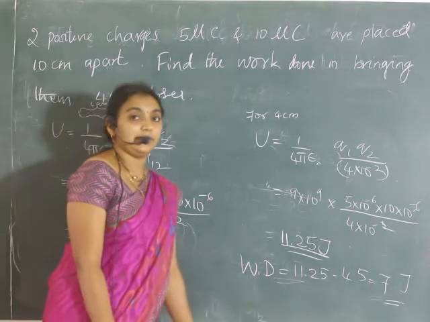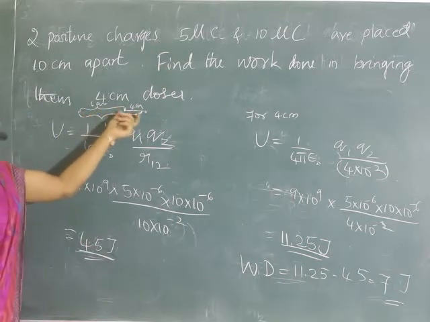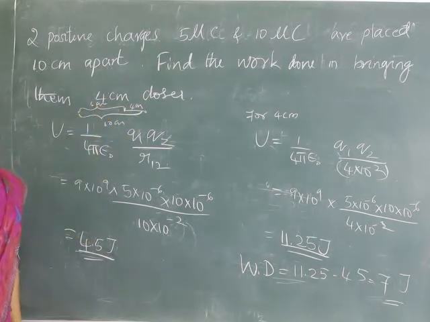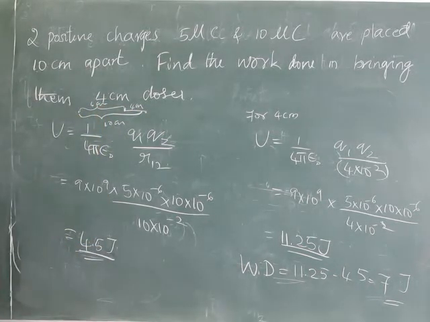Understood what we have done? We have taken and calculated for entire, then for this one, subtract full by this value. What value you get for this one is the expression for work done for the small distance. So these are the problems to calculate potential energy or work done.